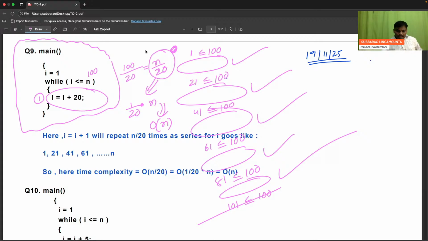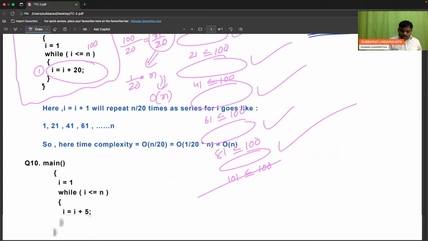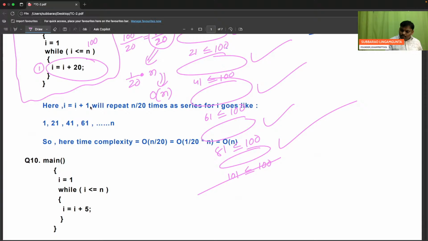I give an explanation also, you can see here. Here, i equals i plus 1 would repeat, but since it is i equals i plus 20, not i plus 1, i equals i plus 20 will repeat n by 20 times. First 1, next 21, next 41, next 61, and so on up to n. So here the time complexity is n by 20 actually. This can be written as 1 by 20 into n, which is nothing but order of n.